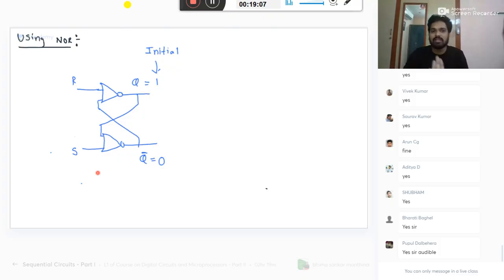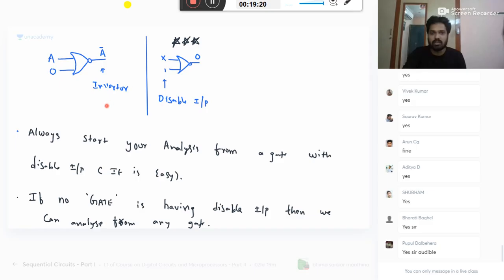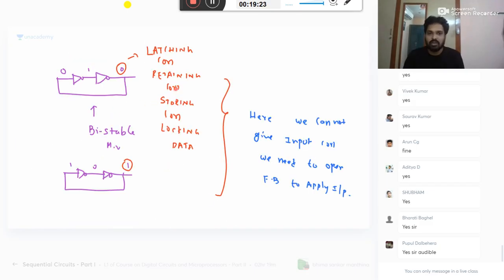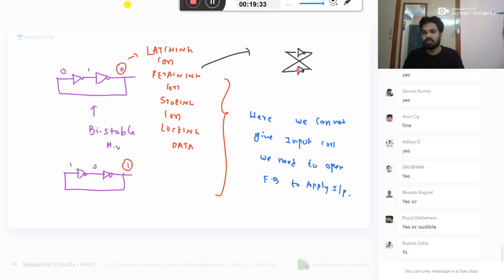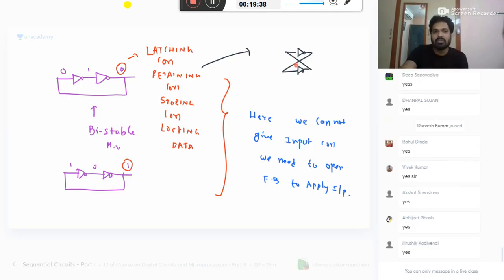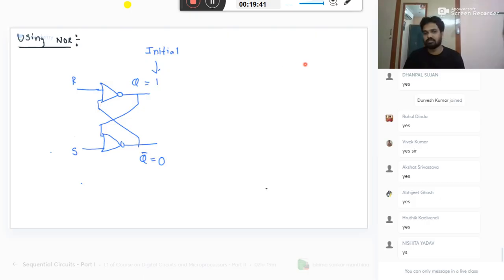So I want to analyze this NOR gate when S equal to 0, R equal to 0, S equal to 0, R equal to 1, all cases. This is what we call the SR NOR latch. Please see this figure. Can I draw this figure like this? Acceptable or not? It is the same figure I used, but now instead of inverters, I used NOR gates.